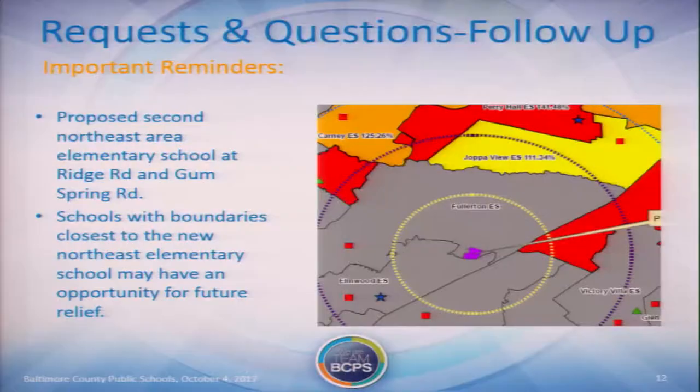This is the new school that is being planned. It's right here. And I think it's Gum Spring and Ridge Road in that area, I'm pretty sure. And you can see it's pretty close in proximity to Joppa View and Perry Hall and Kearney. And so it's right just south of our study area where we're looking at. So some of these schools that are adjacent could be in some of the impact area and providing further relief to schools in this study area. So just food for thought.